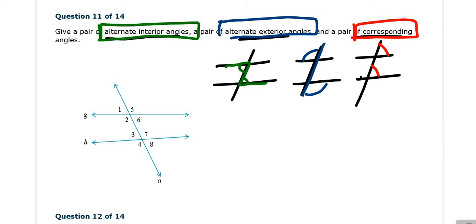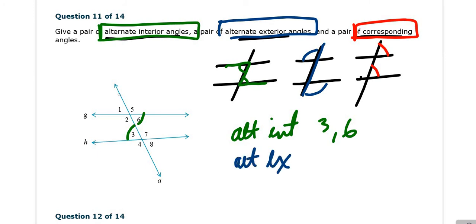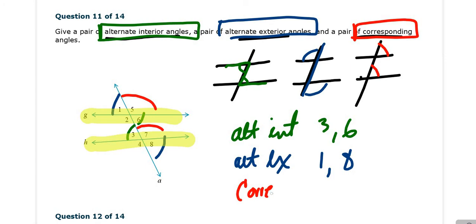Corresponding. So down here, a pair of alternate interior angles would be like 3 and 6, angle 3 and 6. A pair of alternate exterior angles would be 1 and 8. Notice I'm not marking them congruent because we're just identifying them positionally. They're not congruent unless the lines are parallel. And you are not told these lines are parallel. But these words still apply to them. Corresponding would be like 5 and 7. So that is an example of one of each of those.